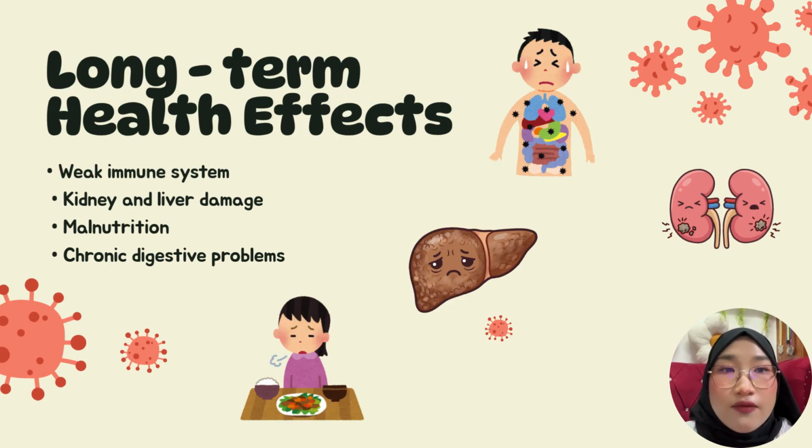Next, if a person frequently consumes unsafe or expired food, it may affect the body in the long term. Harmful toxins can damage important organs such as the kidney and the liver. Poor food quality also reduces nutrient intake, which may lead to malnutrition and weaken the immune system.